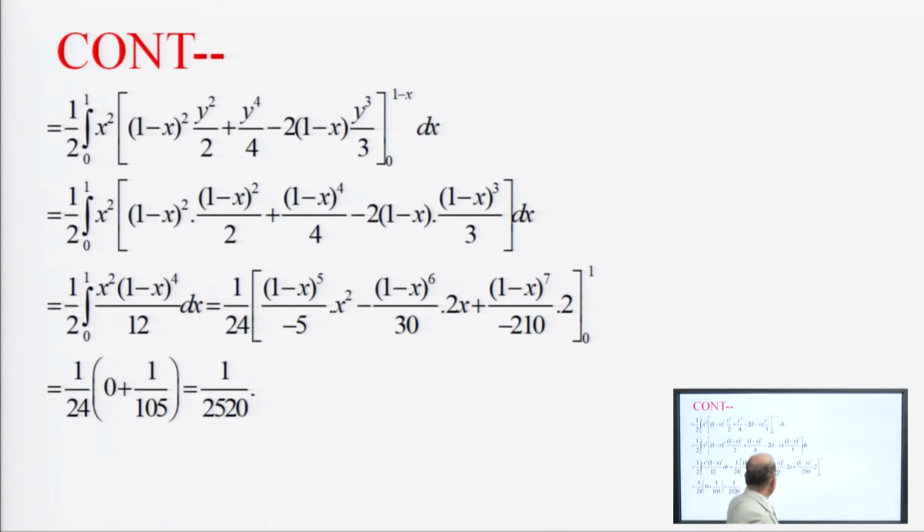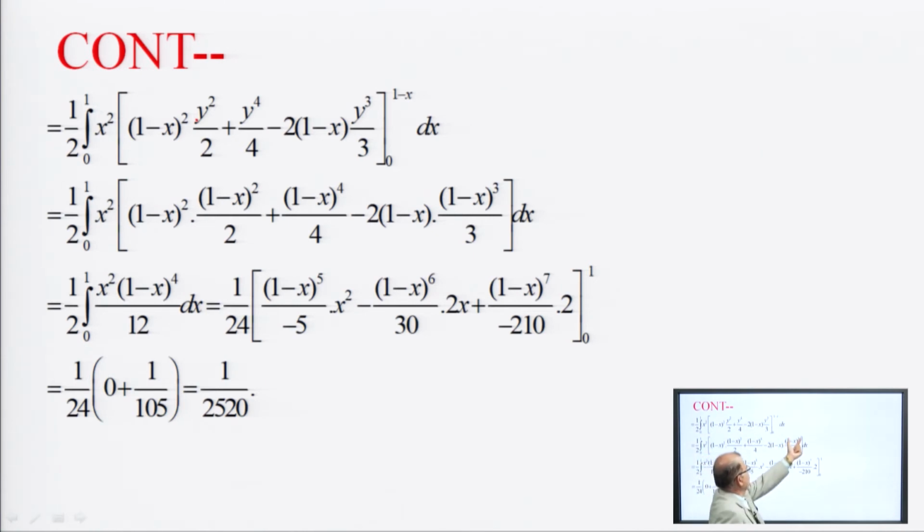Integrating with respect to y, we get 1 by 2, limit 0 to 1, x square into 1 minus x square y square by 2 plus y raised power 4 by 4 minus 2 into 1 minus x y cube by 3, where the limit of y is varying from 0 to 1 minus x. Substituting y is equal to 1 minus x: 1 minus x raised power 4 by 4 minus 2 into 1 minus x y cube.